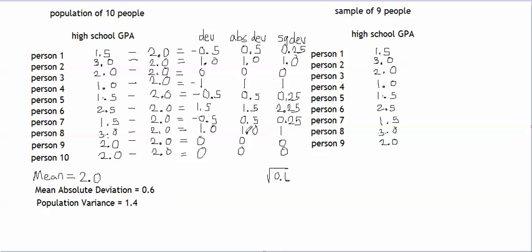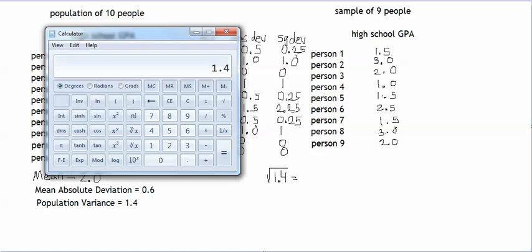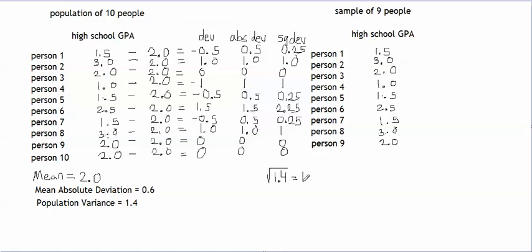Oh, sorry, that's the wrong number. Let's see what this equals. We get 1.18 for our population standard deviation.